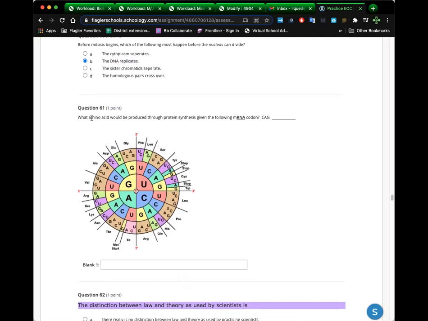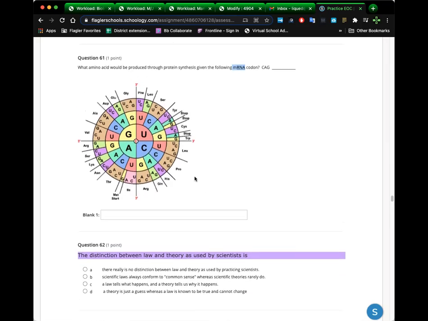All right, so the amino acid produced when you get the following codon, CAG. If you're trying to figure out the amino acid, given the mRNA, you don't have to translate it or anything. You already have the mRNA. So you simply go on this map. The way you read it is from the inside out. Others might just tell you all the different ones. So C, A, G would be G-I-N.